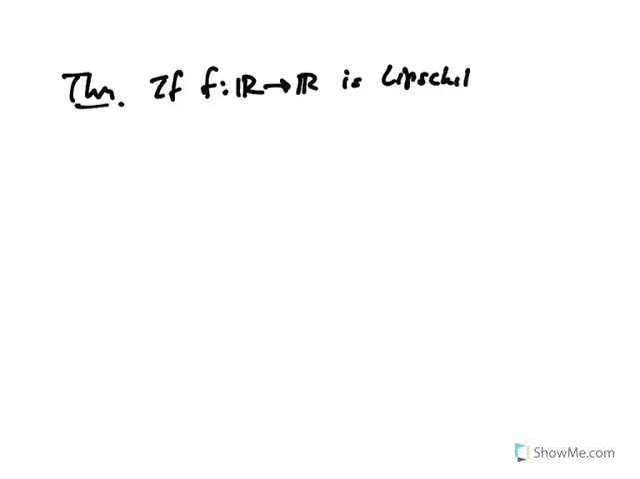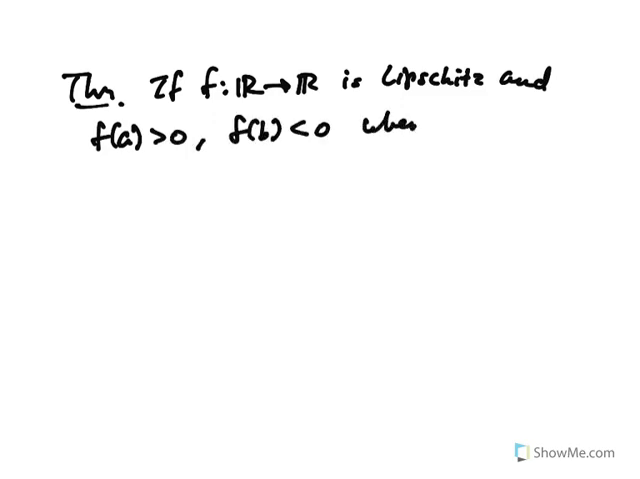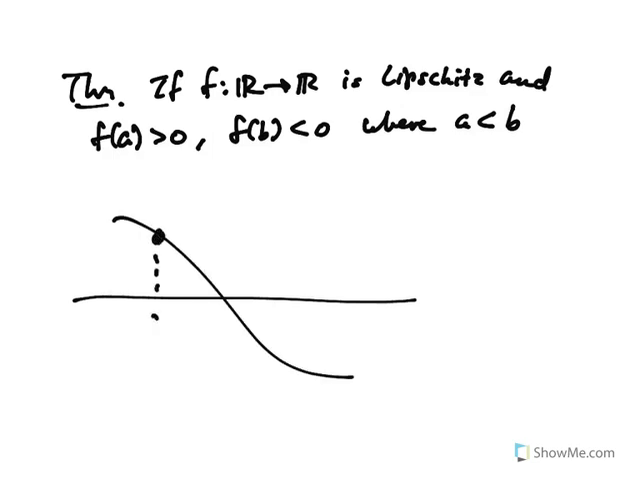And then I just want to tell you why, if f from the reals to the reals is Lipschitz, and let's say f of a is positive and f of b is negative, where a is less than b. So the picture is f of a has a positive height, and then f of b has a negative height, and a is less than b. So a is to the left.